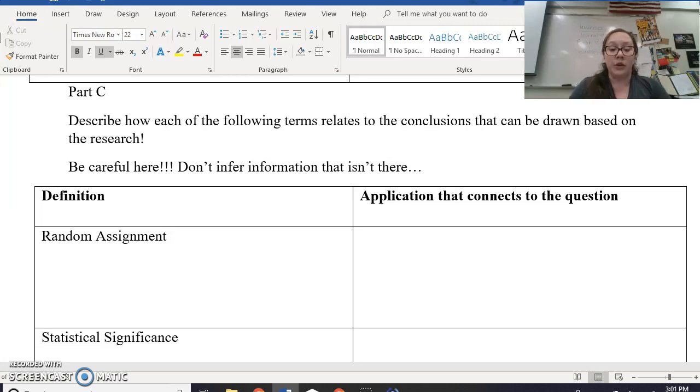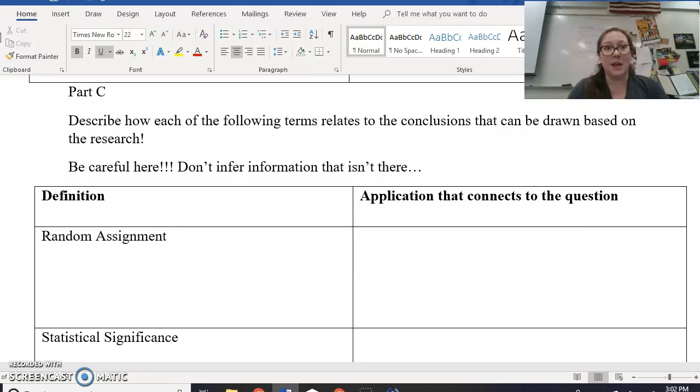So when you are looking at random assignment and statistical significance, the thing is that yes, you need to obviously define them, but when you're applying them, you have to talk about why is random assignment important in the conclusion and the results of this research. Because random assignment plays a very important role. Without random assignment, results cannot be generalized to any other population other than the original research.